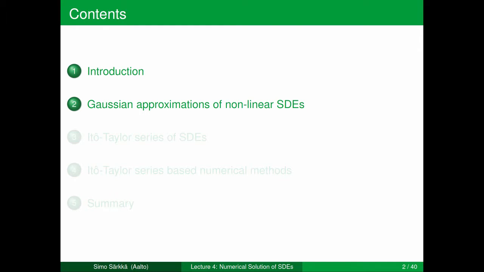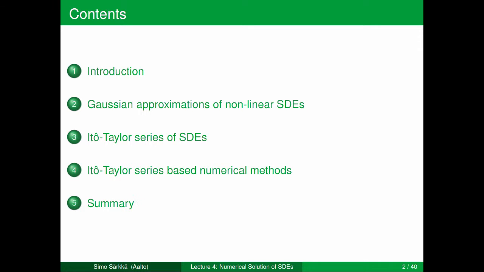Then we will continue with the Gaussian approximations of nonlinear SDEs, which are based on the mean and covariance equations considered during the last lecture. Then we will introduce Ito-Taylor series of SDEs by first considering Taylor series of ODEs and then proceeding to the stochastic case by replacing the Taylor series with the Ito-Taylor series. Then we will derive numerical methods based on the Ito-Taylor series approximations of SDEs. Finally, we will summarize the lecture.